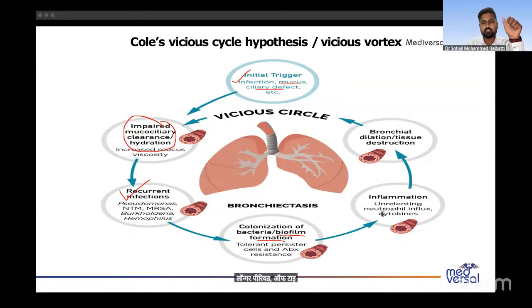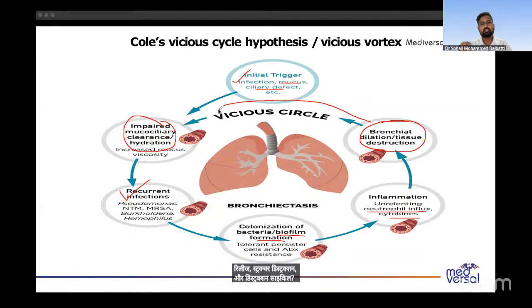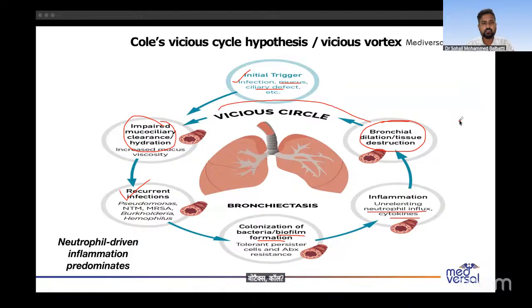And because of that relentless fighting of infection, inflammation, the neutrophil influx and the cytokine release, they all lead to damage of the adjacent structures. So there is a destruction of the bronchi, dilatation or tissue destruction. So this cycle keeps on continuing till there is stagnation of secretion and the presence of organisms. So this is Cole's vicious cycle or vicious vortex, what we call. So it is mainly neutrophil-driven inflammation.